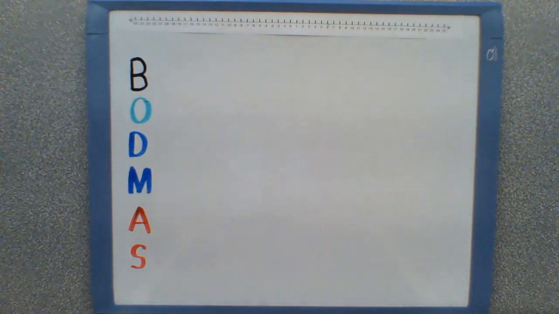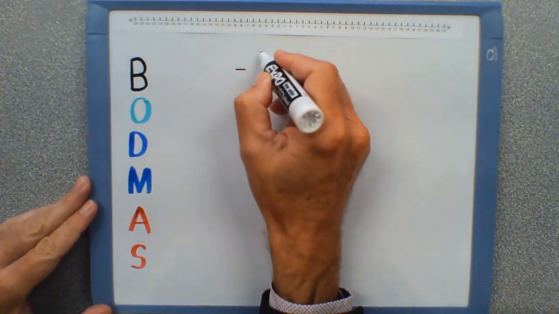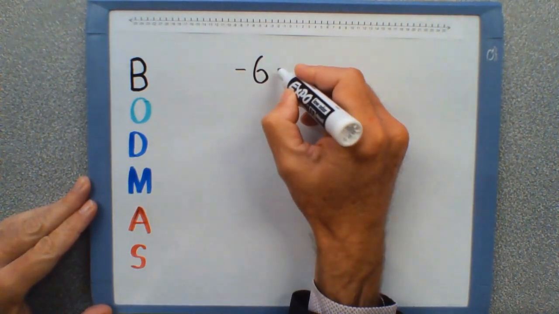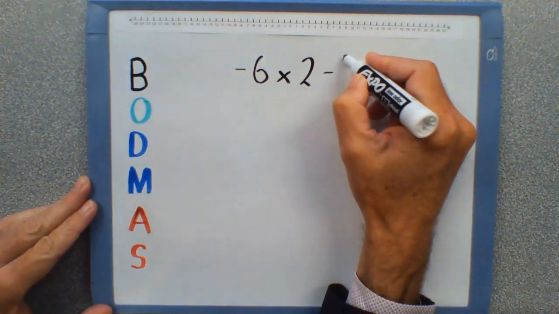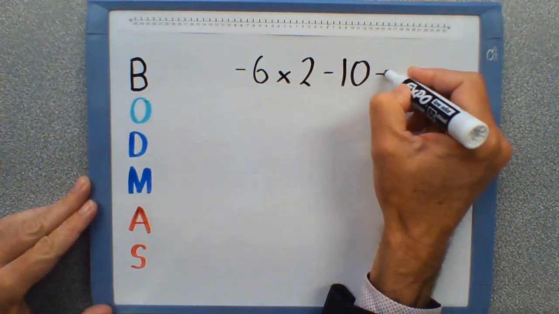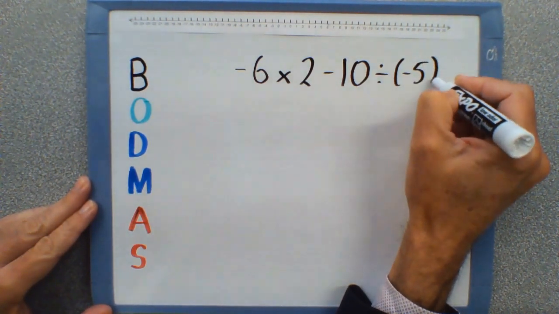So let's start with our first example. -6 times 2 minus 10 divided by -5.